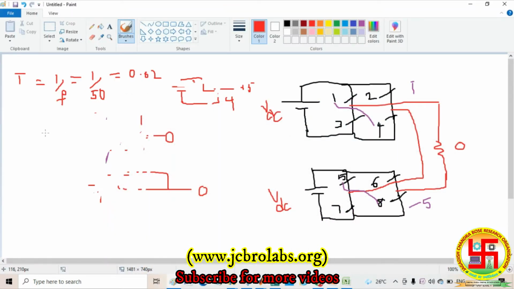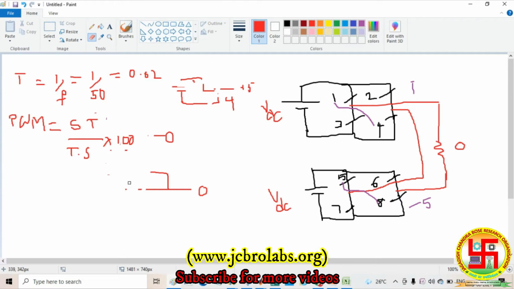Now we need to give the pulse width modulation, PWM. How many switches will you turn on? Let's take the turn on time. Pulse width equals the number of switches turned on divided by the total number of switches, multiplied by 100. So here we are calculating the pulse width.